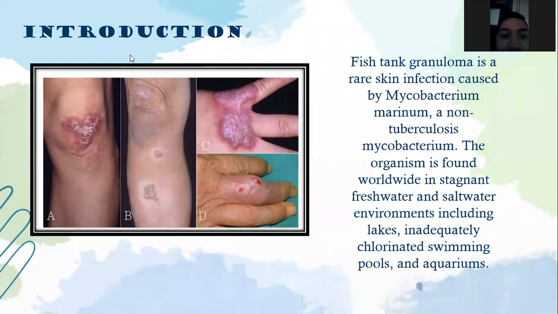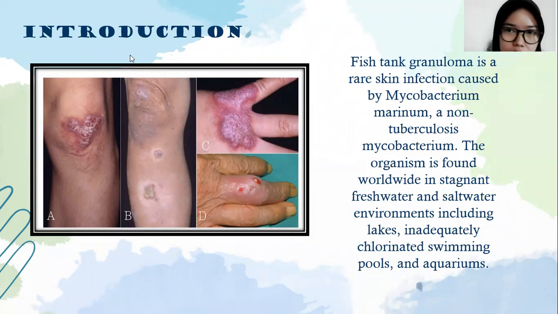The next part we deliver from Habibah. Okay, thank you, Sukma, for the time. The first one is the introduction. Fish tank granuloma is a rare skin infection caused by Mycobacterium marinum, a non-tuberculous Mycobacterium. The organism is found worldwide in stagnant freshwater and saltwater environments, including lakes, inadequately chlorinated swimming pools, and aquariums.